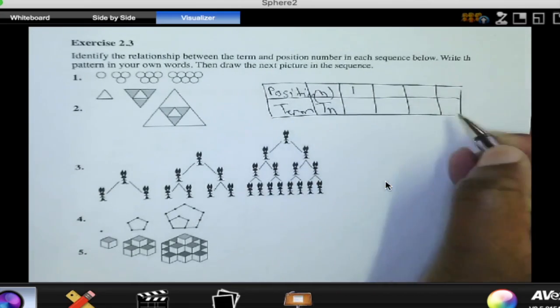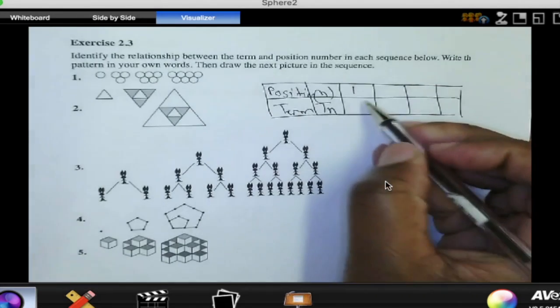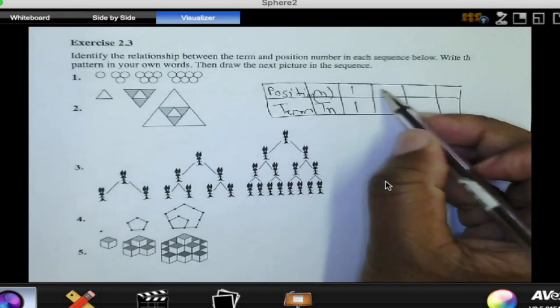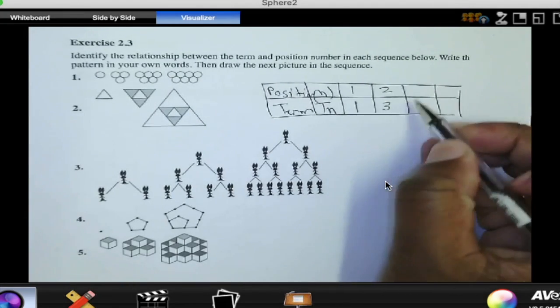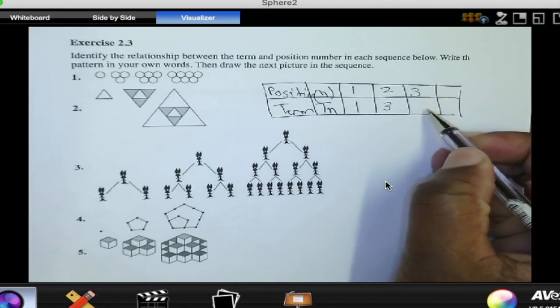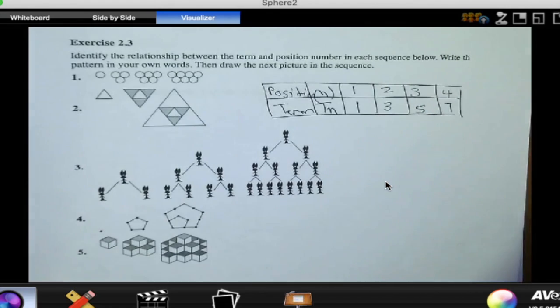In position 1, how many circles do you see? 1. In position 2, how many do you see? 3. And in position 3? 5. In position 4? 7. Okay. Now they want us to look for the relationship between the term and the position. And yeah, like somebody said, we're just looking for Tn.